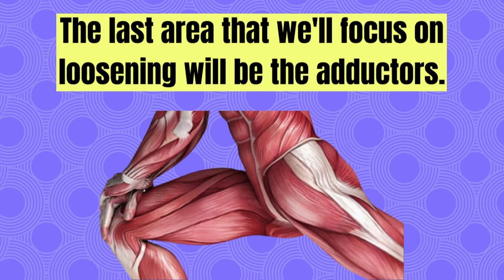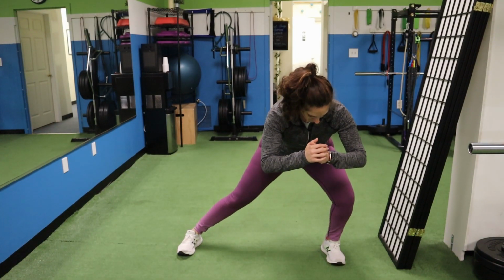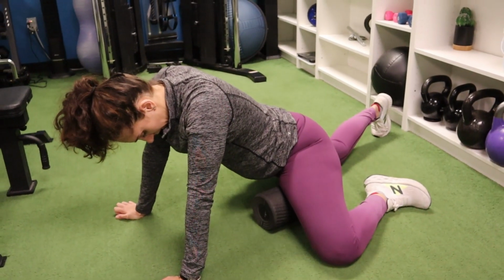The last area that we'll focus on loosening will be the adductors. You can have your client do the old school inner thigh stretches like I'm showing here, or you can do some foam rolling with an externally rotated hip.